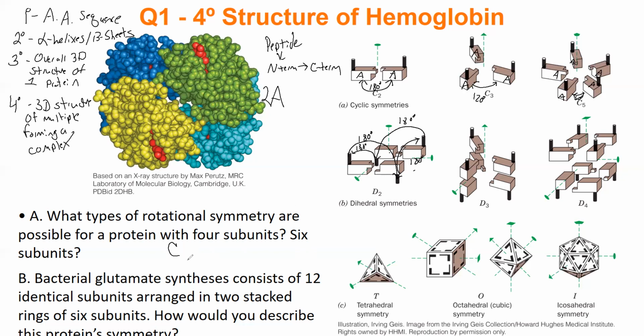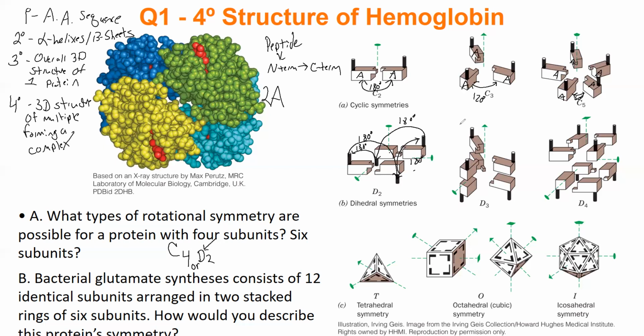So if you have 4 subunits, you could say you're in a C4 or a D2. They're not the same thing. You're either in a C4 or you're in a D2. You can't be in both at the same time.